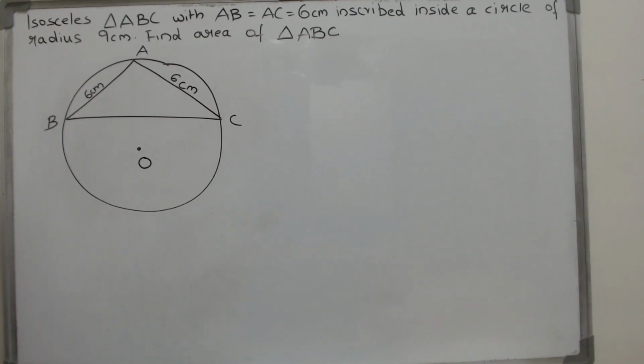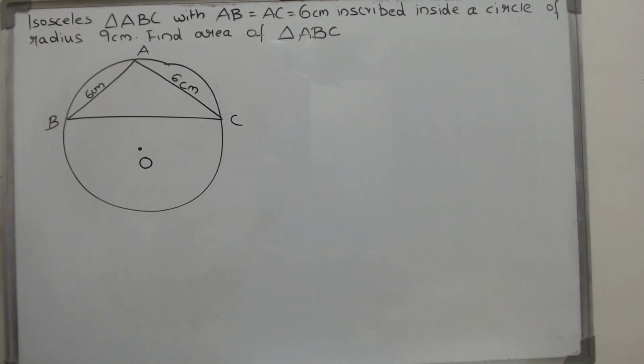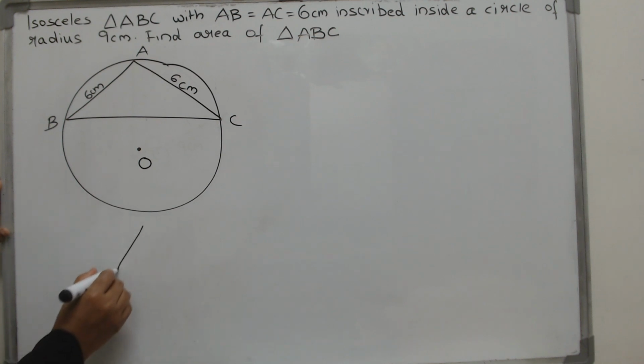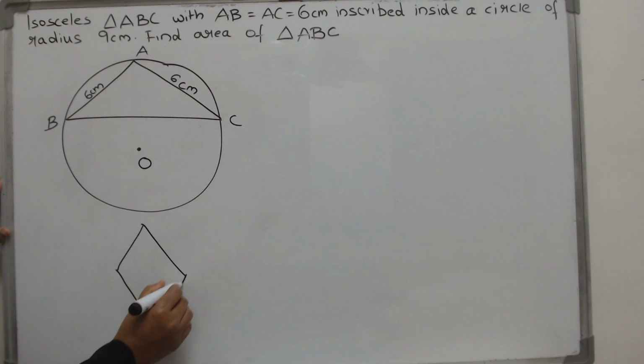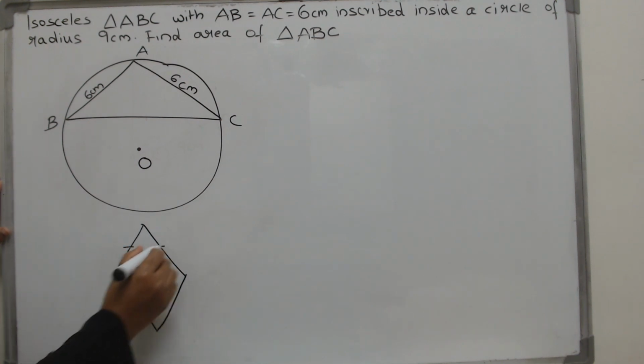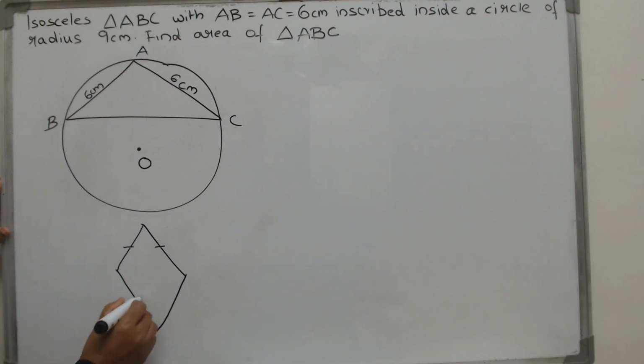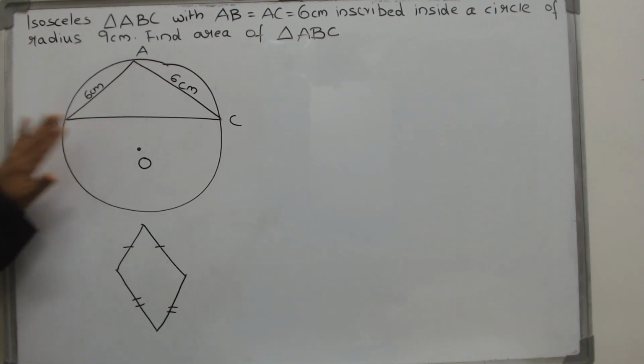What we are going to use is the properties of a kite. What is a kite? It is a quadrilateral with two pairs of equal adjacent sides. That means these two sides will be equal to one another and these two sides will be equal to one another. Can we get such a situation here?